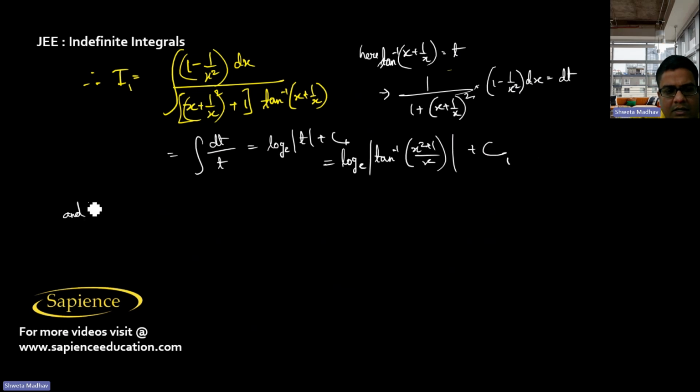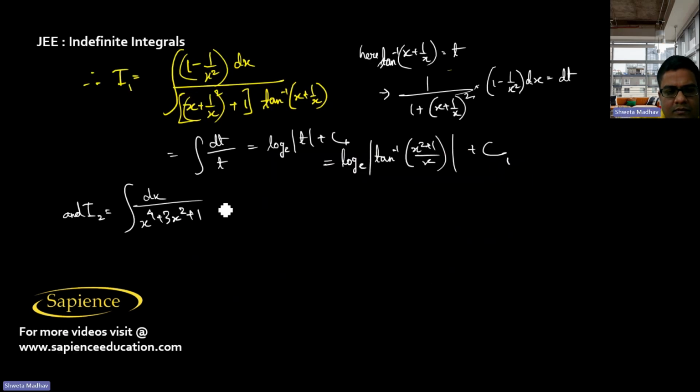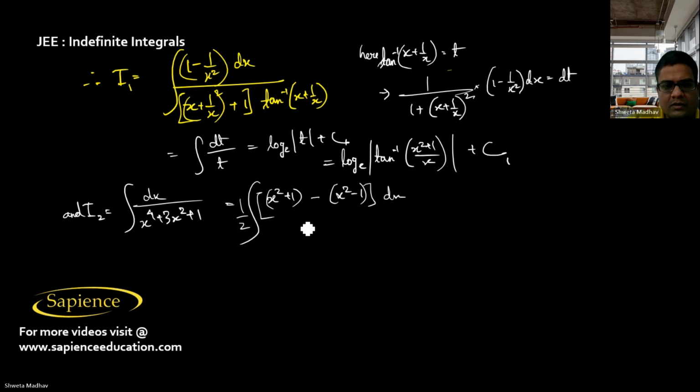And then this integral I2 is equal to the integral of dx by (x power 4 plus 3x square plus 1). Now this we can write as 1 by 2 into the integral of ((x square plus 1) minus (x square minus 1)) into dx by (x power 4 plus 3x square plus 1).